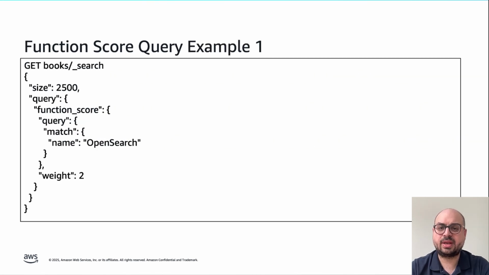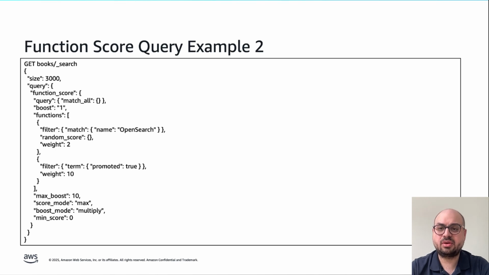The function score query modifies the relevance score of documents returned by the base query. In this case, the weight function is used to multiply the original score of each document by a factor of 2. This effectively doubles the importance of all documents matching the query.